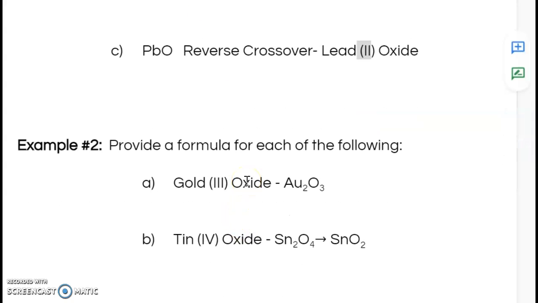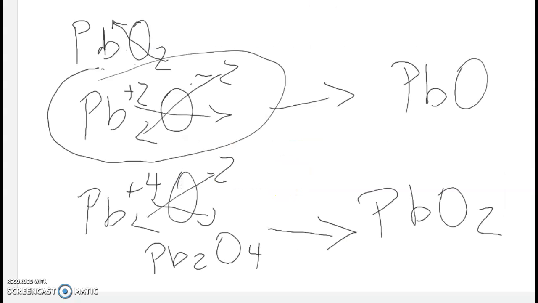So provide the formula for each of the following. Gold(III) oxide. This gold we know has a charge of 3, and we know that oxygen has a charge of 2. So if I do the crossover method, let's go to the Jamboard here.